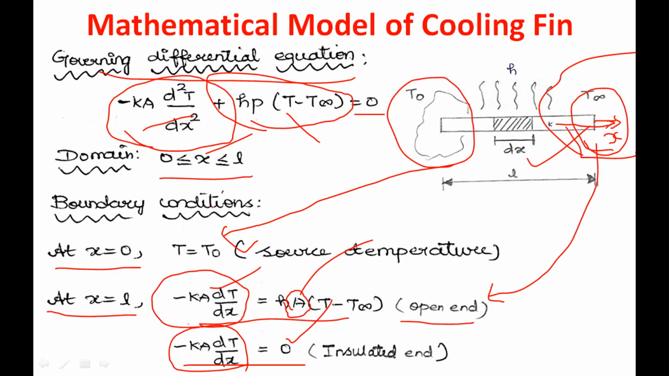This is the mathematical model for the cooling fin problem. After arriving at this mathematical model, we will try to establish the element characteristic equation. For getting this element characteristic equation, we are going to use the one-dimensional line element for this problem. The one-dimensional line element is nothing but a linear element. In this case, the order of differentiation is 2.